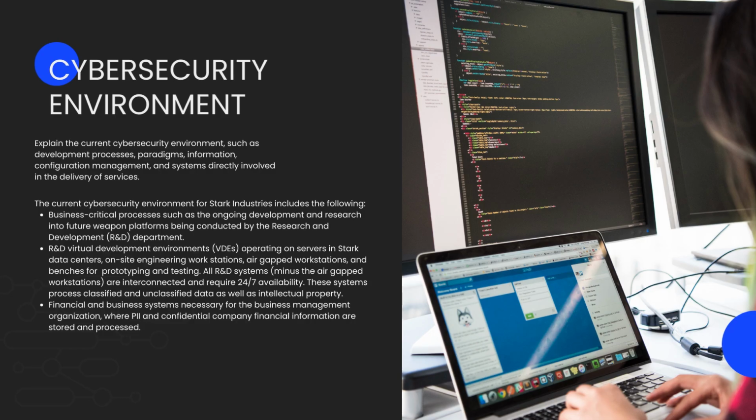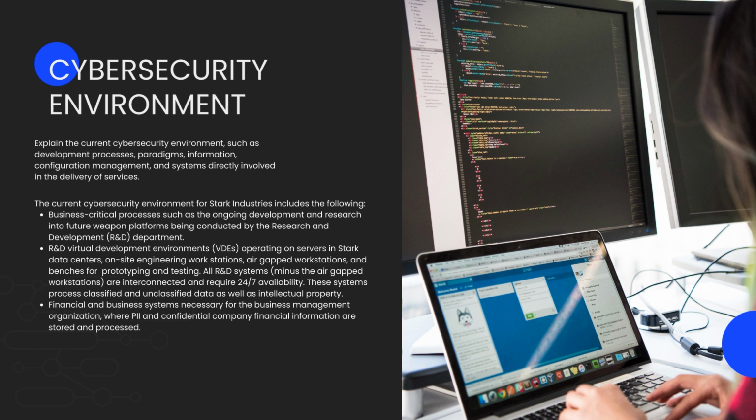And here we go. Cybersecurity environment. Explain the current cybersecurity environment for Stark Industries, my company. It includes the following business critical processes, such as the ongoing development research into future weapon platforms being conducted by the R&D department, which includes the virtual development environments, or VDEs, operating on servers located in the Stark data centers.